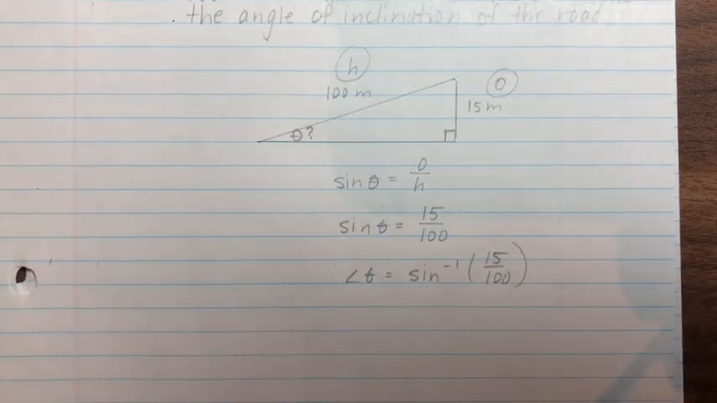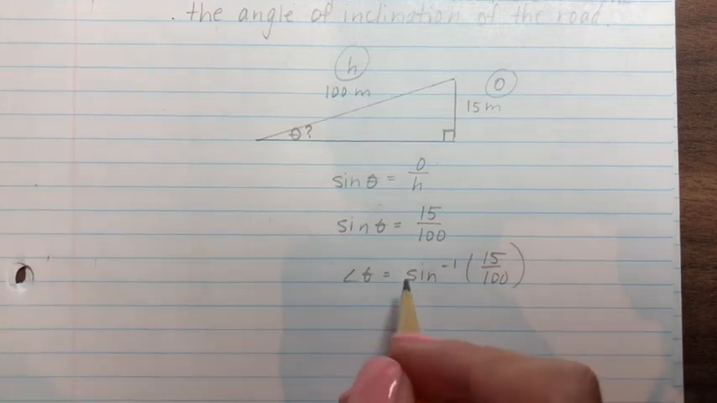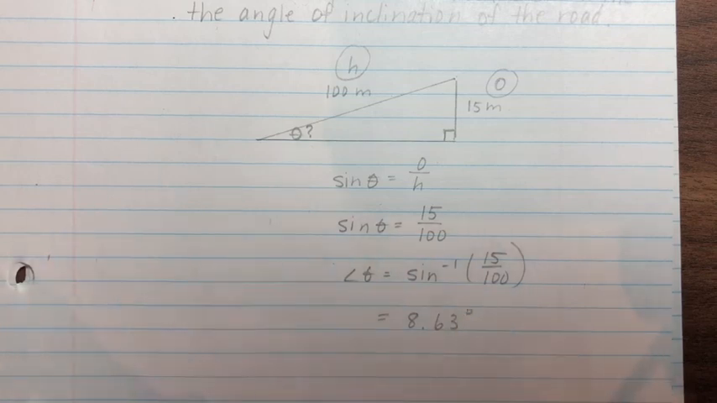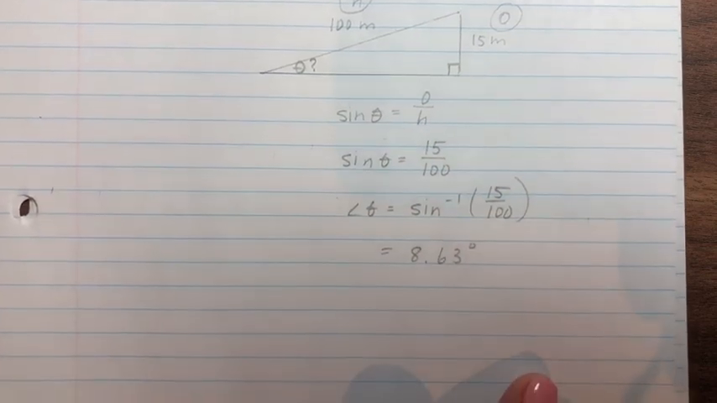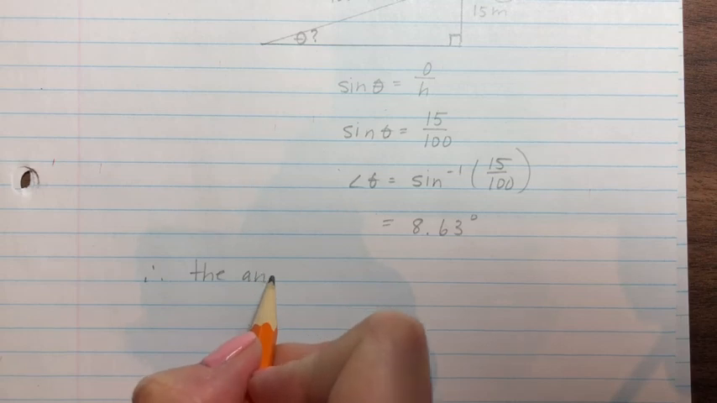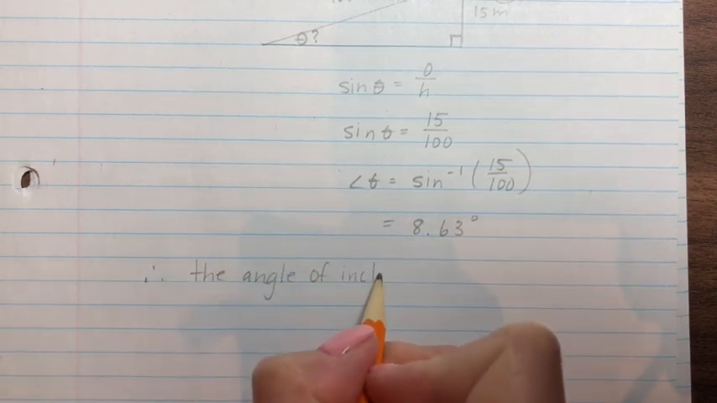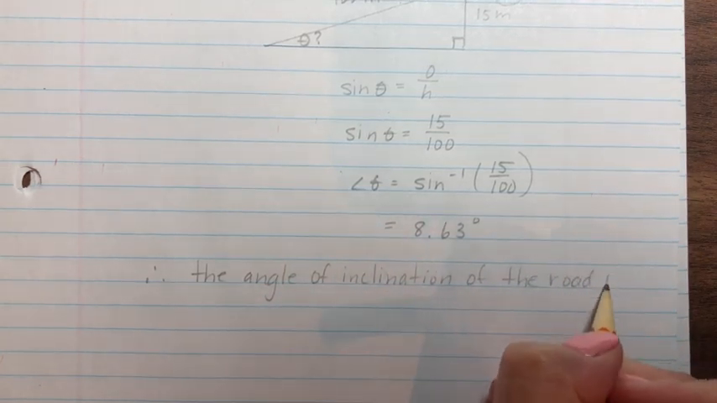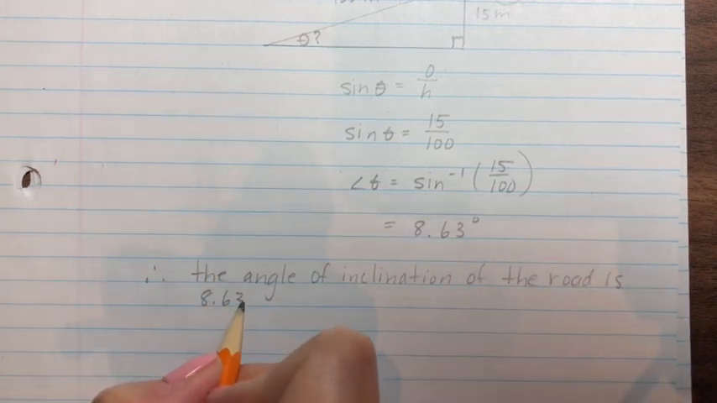Make sure your calculator, again, is in degree mode. And depending on the calculator, you either enter it the way you see it, or you might have to enter the ratio first. But the final answer is 8.63 degrees when rounded to 2 decimal places. And then since it's a word problem, we're going to write a therefore statement. Therefore, the angle of inclination of the road is 8.63 degrees.